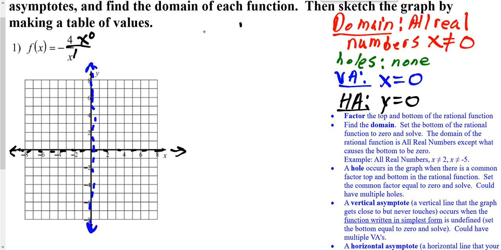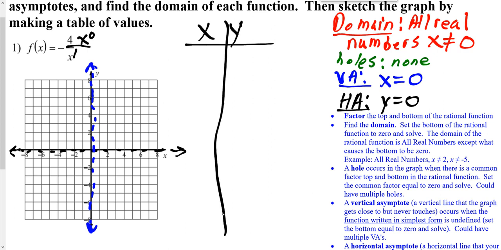Now, you want to make an XY table, and you want to choose at least 3 numbers on any side of any hole or vertical asymptote. So I'm going to put my vertical asymptote down here of 0, which I'm going to write VA here. And I want to choose at least 3 numbers on each side. So I'm going to choose -1, -2, -3, -4. And I want to try at least 3 numbers on the other side.